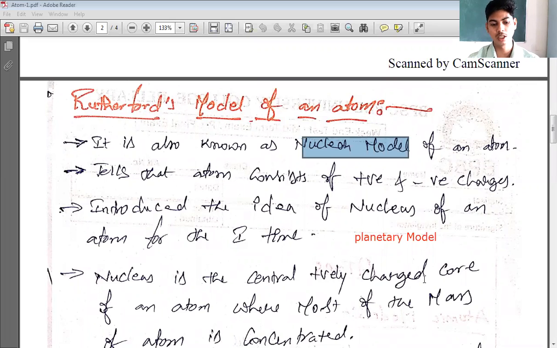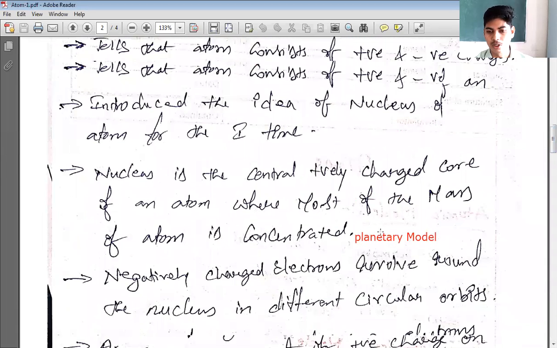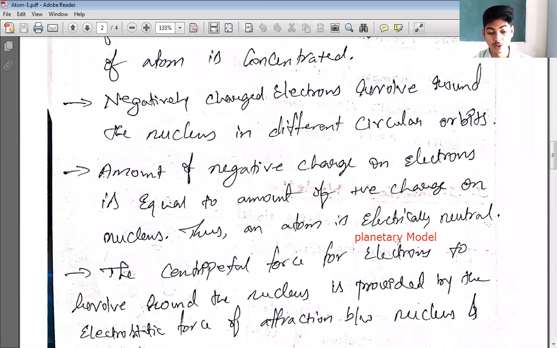It is because of this reason Rutherford's model of atom is also called as planetary model of atom, because Rutherford's atomic model just resembles planetary model. Planets hage sun sutta suttavo, ಇಲ್ಲಿ ಕೂಡ electrons nucleus sutta suttave. It is because of this reason Rutherford's atom model is also called as planetary model of an atom, right? After all this, you should remember nucleus is positively charged core of an atom where most of the mass of atom is concentrated. Negatively charged electrons revolve around the nucleus in different circular orbits. This is known to us.